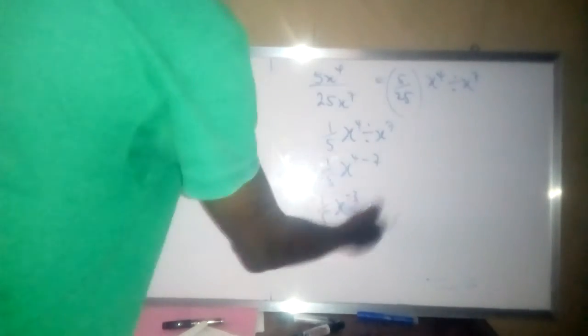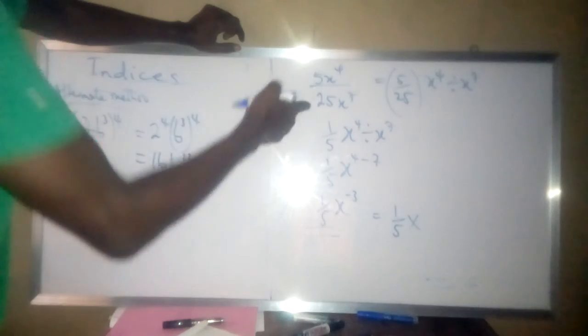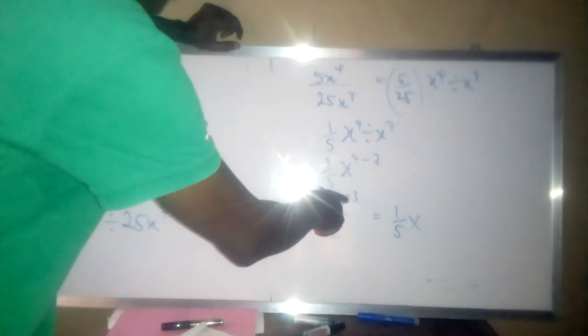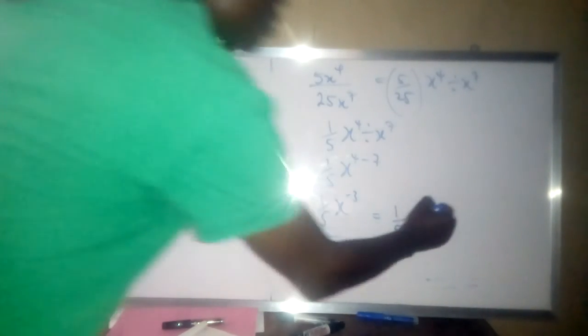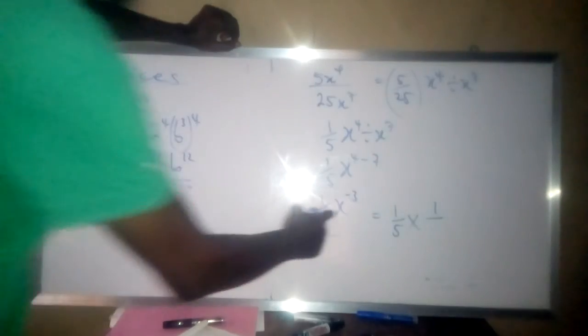Okay? You can leave it like this, but it's not too mathematical if you leave it like this, because you can transform this x to the power minus 3. So this one will now become 1 all over 5 times, now don't forget about the index power. Negative power. Now, the negative sign here means what? 1 all over x raised to the power 3.